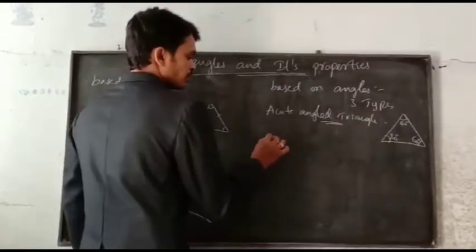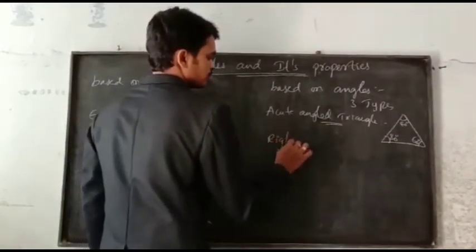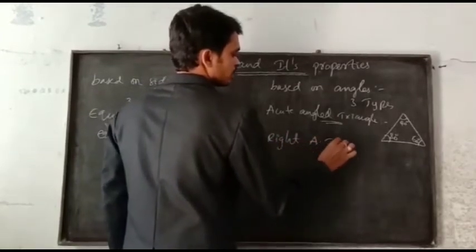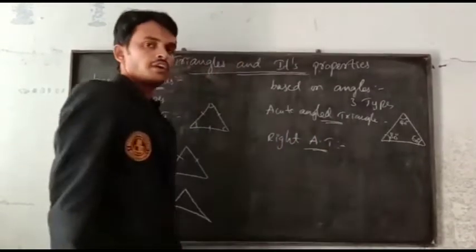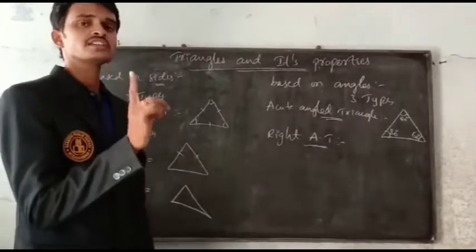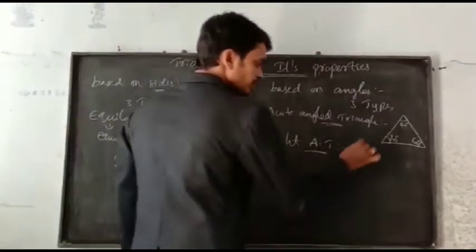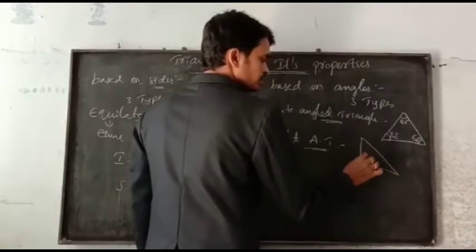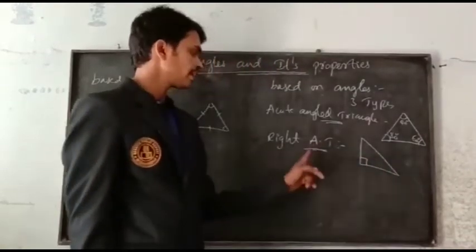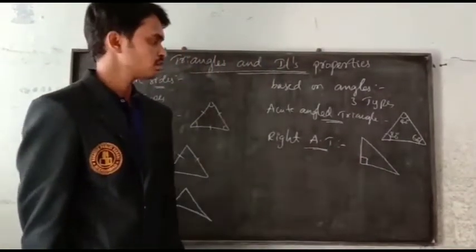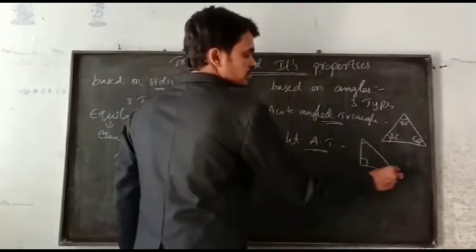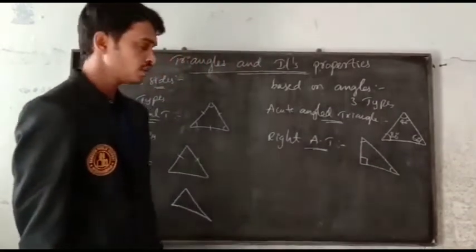Next, right angled triangle. In a triangle, if one angle is a right angle, then it is called a right angled triangle. So the remaining 2 angles are acute angles.